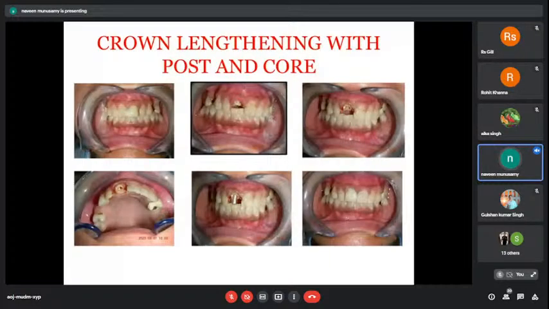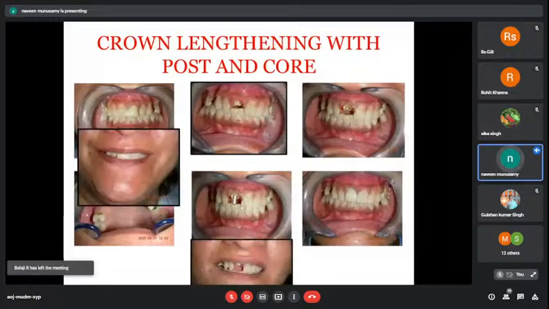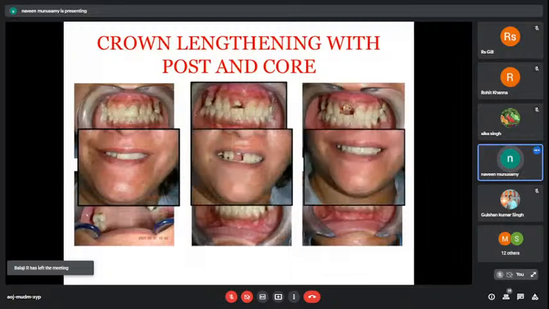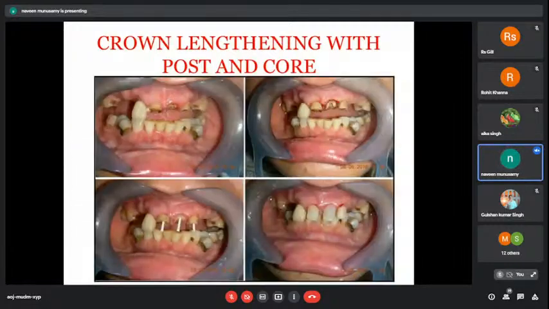So again, we use crown lengthening and procedures for doing posting course. We do exposure of tissues, and we get amazing results. As you see here, from here we reach this stage, and here.